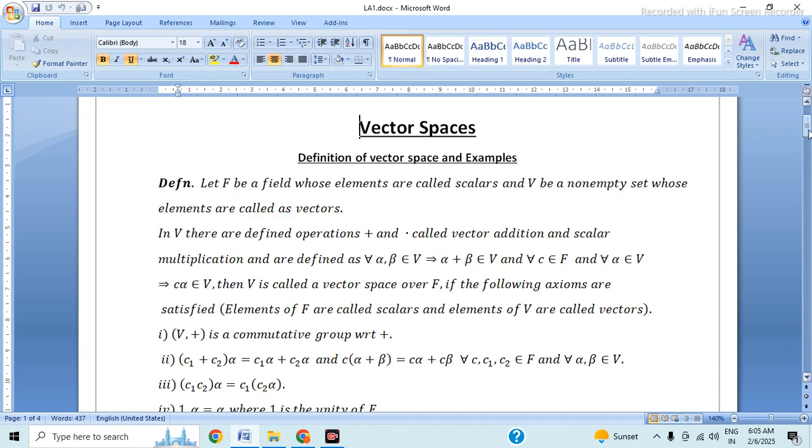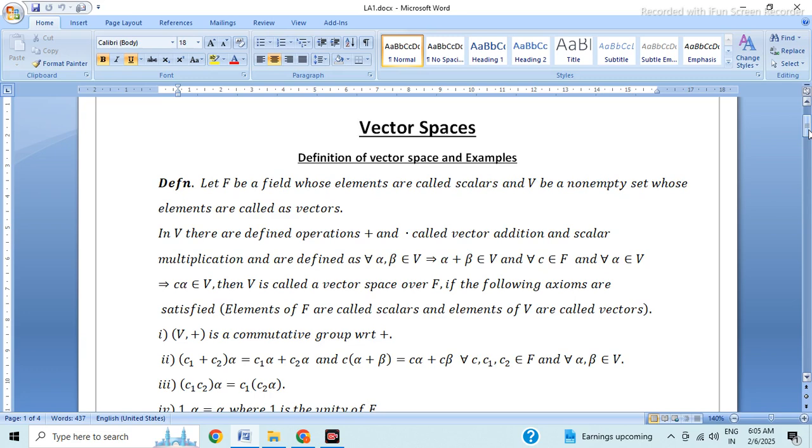G is a non-empty set and star is a binary operation. Then (G, star) is said to be a group if it satisfies some conditions. What are the conditions? First one, closure law. Second one, it should satisfy associative law. Third, existence of identity. Then next, it should satisfy existence of inverse. Then it is said to be a group.